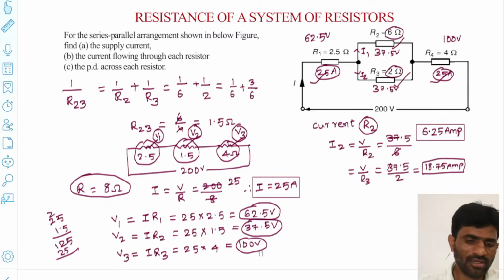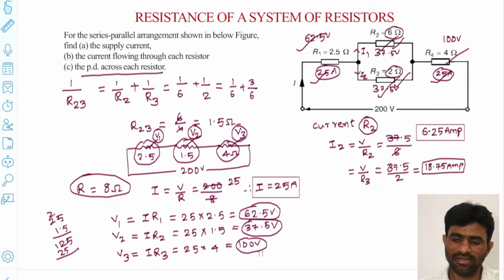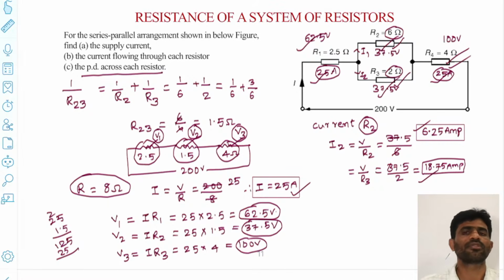So the last question is the potential difference across each resistor. We already got it: here 62.5, here 37.5, here also 37.5, and this is 100 volts. That is the third question's answer. And this is the second question's answer: 25 amperes, 6.25 amperes, 18.75 amperes, and the last one again 25 amperes.